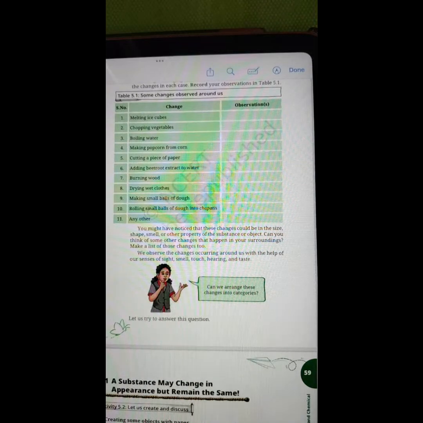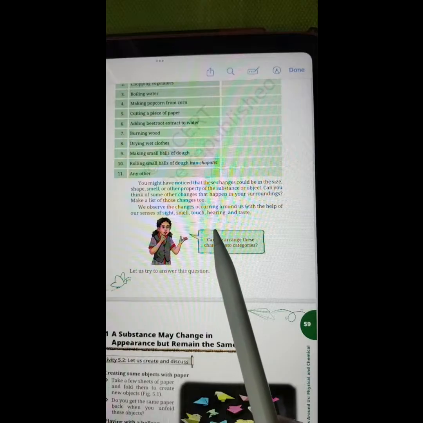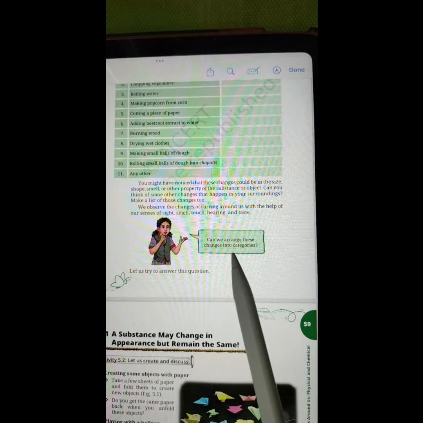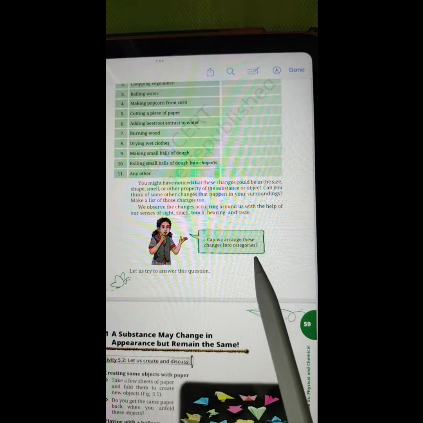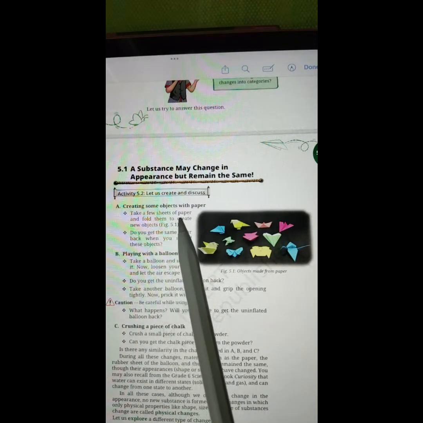We observe the changes occurring around us with the help of our senses of sight, smell, touch, hearing, and taste. Can we arrange these changes into categories? Let us try to answer this question. 5.1. A substance may change in appearance but remains the same. Activity 5.2. Let us create and discuss. Creating some objects with paper.